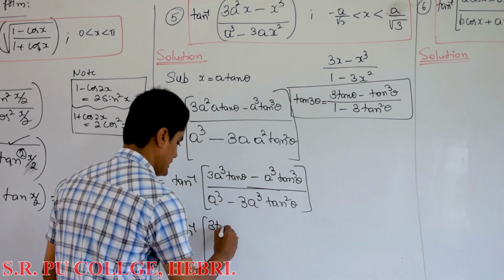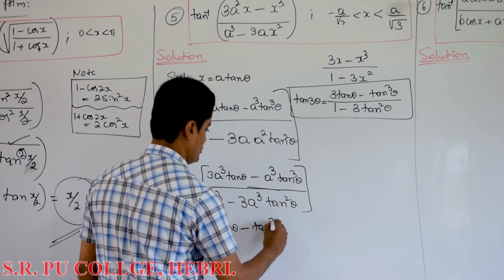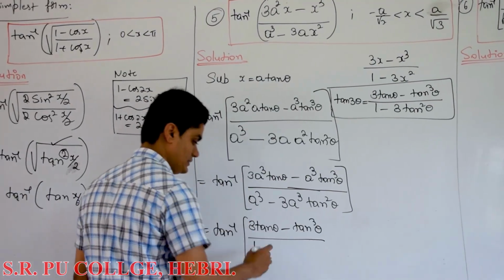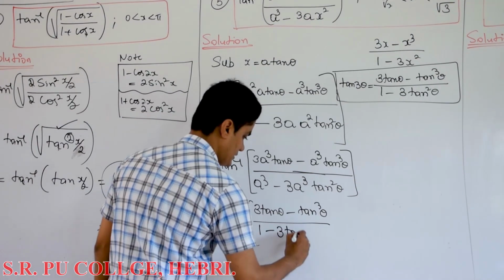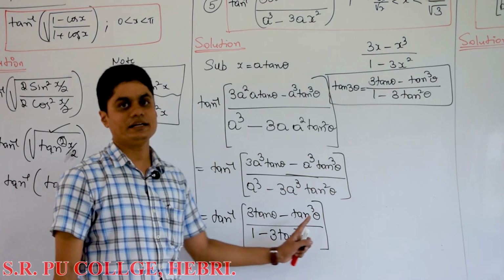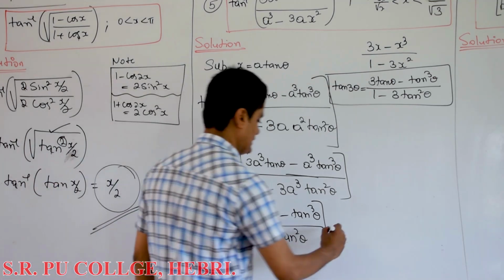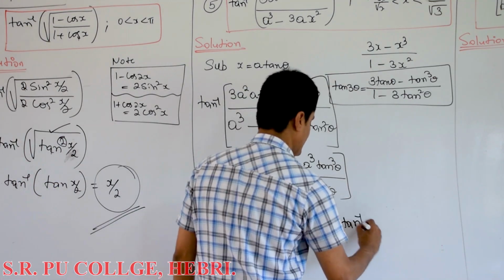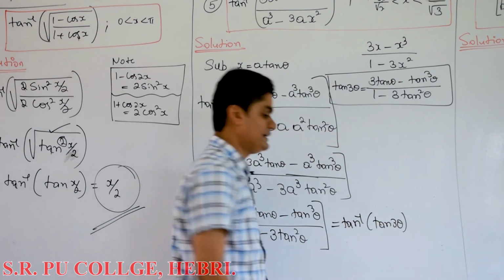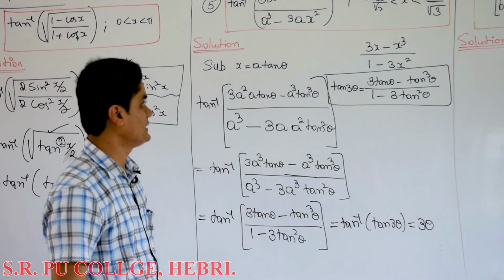So it is 3 tan theta minus tan cube theta divided by 1, because a cube cancelled, minus 3 tan square theta. And you know 3 tan theta minus tan cube theta divided by 1 minus 3 tan square theta is tan 3 theta. So it will become tan inverse of tan 3 theta, and tan inverse of tan 3 theta is equal to 3 theta, because tan inverse and tan cancel.